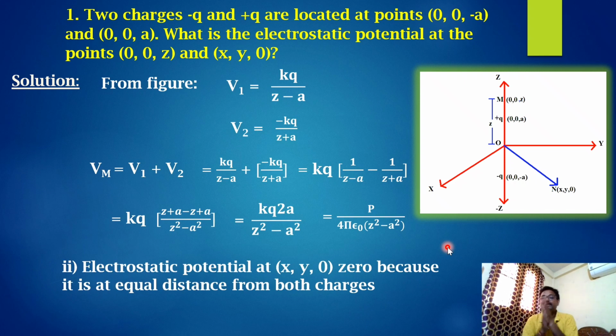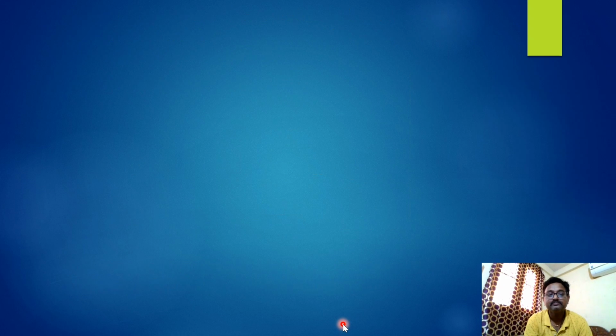But what about the electrostatic potential due to these two charges at point n, that is at point x comma y comma 0? It will be 0, my dear. Why? Because this point x comma y comma 0 is at equal distance from both charges. So if we add both potentials, we will get 0. Next we will go with the second question.